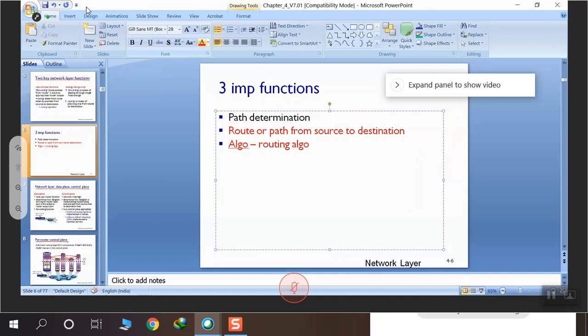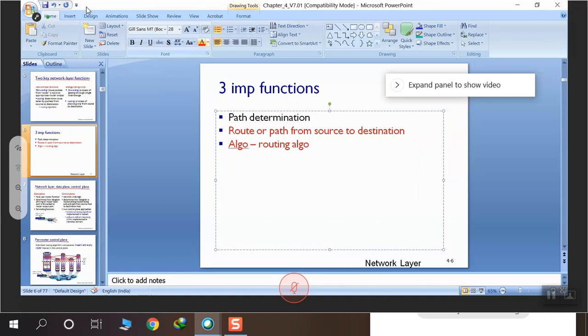The second is forwarding. One term that we used in the above one is routing. Now we are using forwarding. So I would mention here routing. There is a difference between routing and forwarding. Let's first understand what routing is.